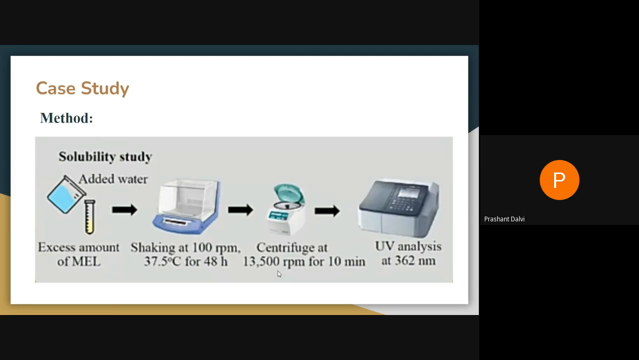Solubility studies were carried out in this way. An excess amount of meloxicam is present in a limited amount of solvent. Shake it properly at 100 RPM at 37 degrees Celsius for 48 minutes. Subject it to centrifugation at a definite RPM for 10 minutes and then perform UV analysis at 360 nm, and accordingly find out the amount of drug present in the solvent.